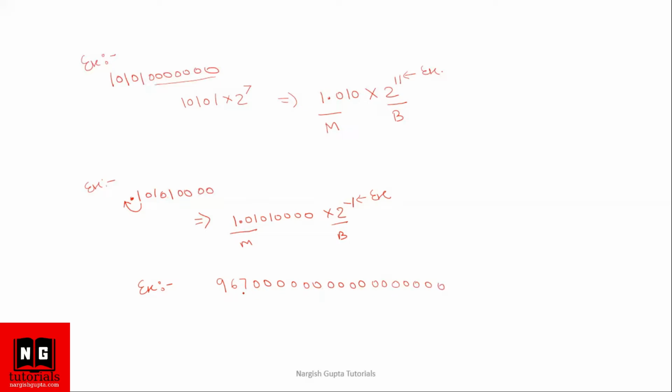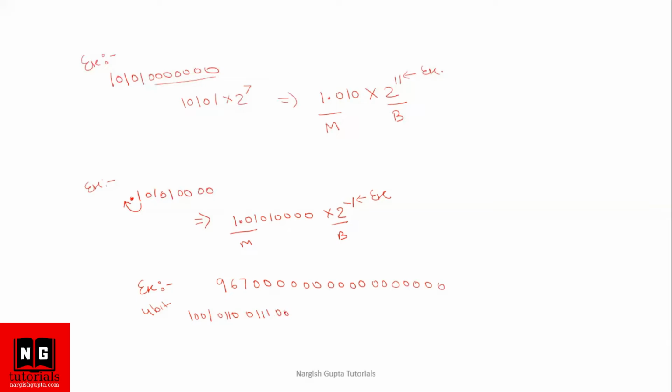So we have to store this number. But if we are following the normal convention of 4 bits, where each digit is represented in 4 bits, then what will happen? For 9, the binary equivalent is 1001. For 6, we will write 0110. For 7, we will write 0111.